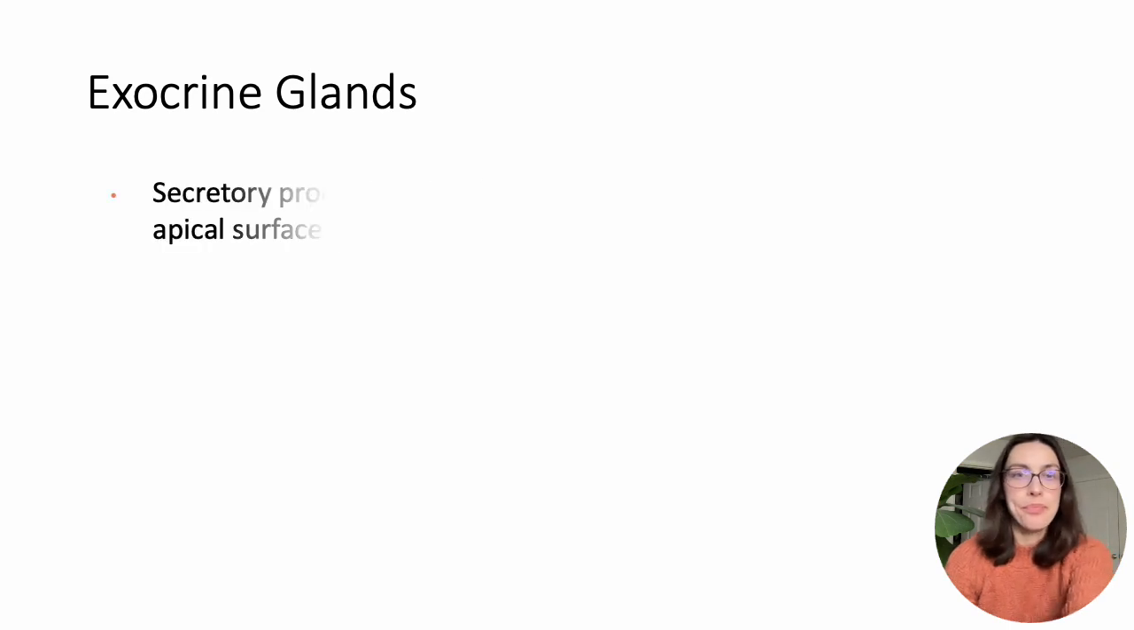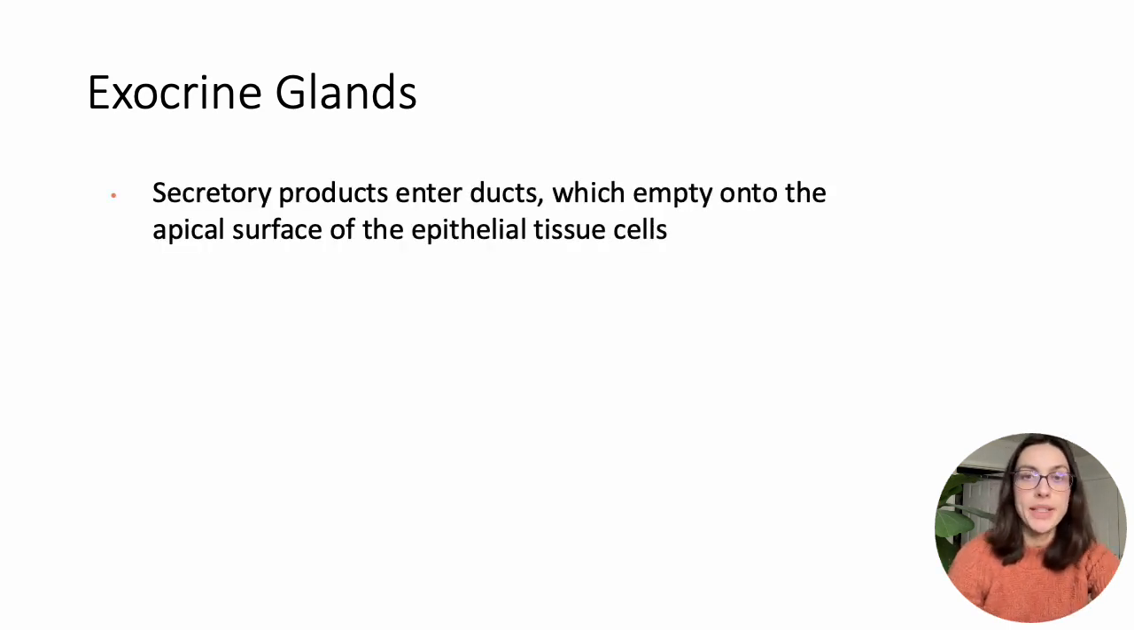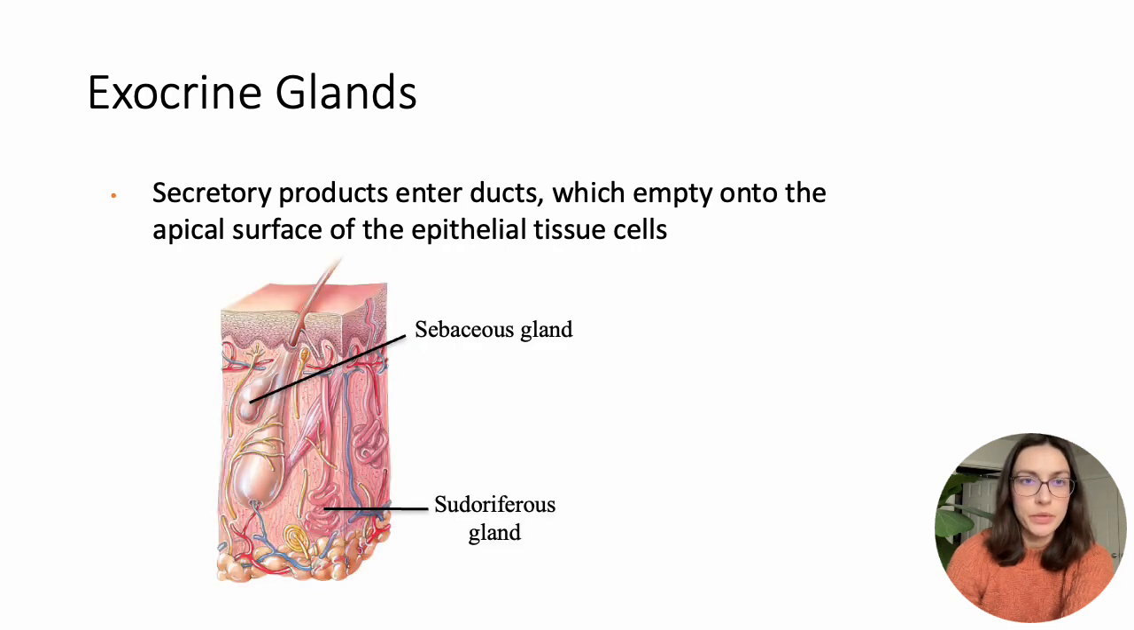Exocrine glands secrete products that enter ducts, right? A duct is like a tube, and then that tube goes to the apical surface of that epithelial tissue, and then the product, the stuff that you're secreting, is then expunged onto the apical surface of the top layer of the epithelial cells. So this can be to the surface of the skin, or it can be to the surface of the stomach lining, or to the surface of an intestine, right? Those are also apical surfaces.